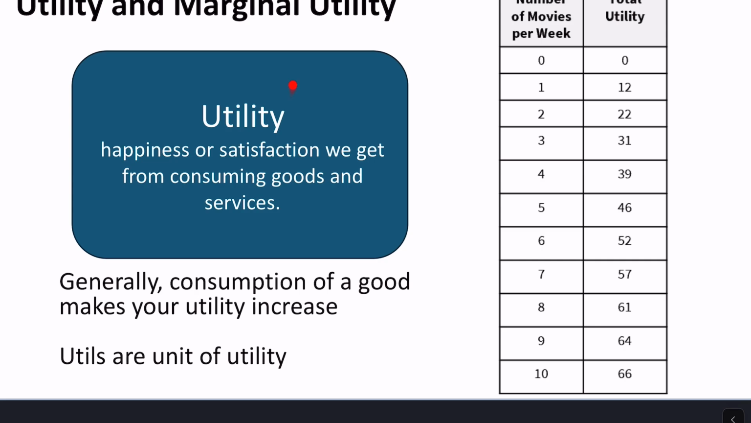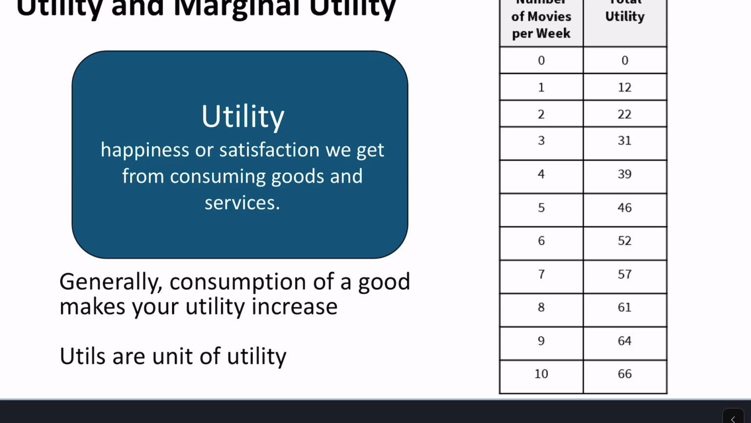The first one is going to be utility. Utility, for an economist, is the happiness or satisfaction we get from consuming goods and services. Each person has different preferences over different things. You can have a number of movies per week, and that's going to give you some sort of happiness points or satisfaction points. Generally, the more of a good you consume, the more your utility, happiness, or satisfaction increases.